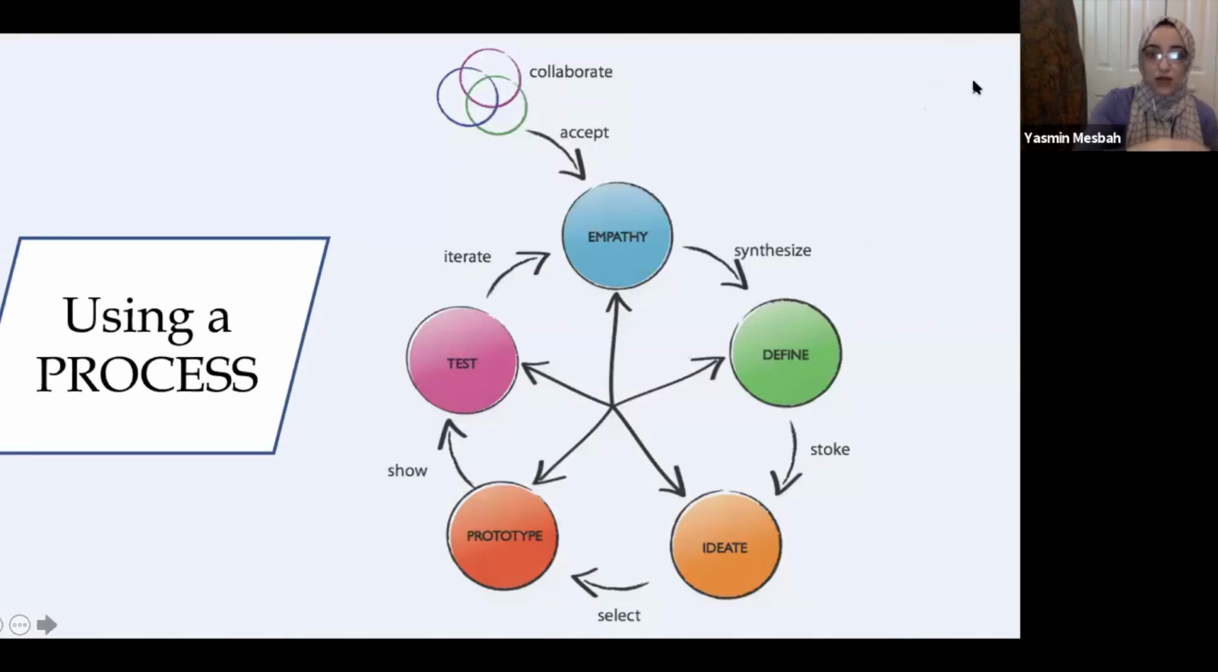So just to summarize what we talked about, right? You start with here, the empathy process where you accept the feedback, the information that you get from everyone. It's very important to keep an open mind here, right? Then you synthesize that information to define your problem. Then you ideate, prototype, you show, test, iterate, right? So this diagram, I like it because it's more of a circle, right? So it shows you that it's not step-by-step, you just go through this one line, you're going in a circle.